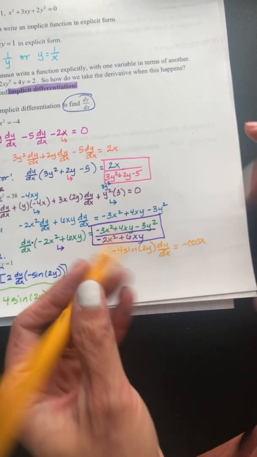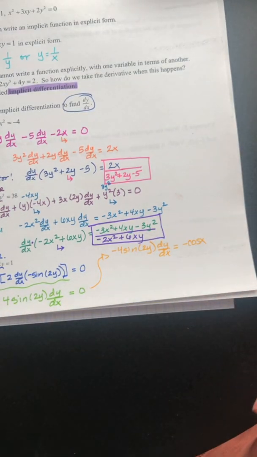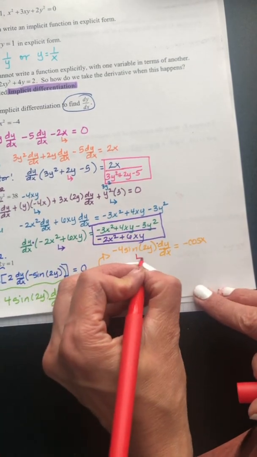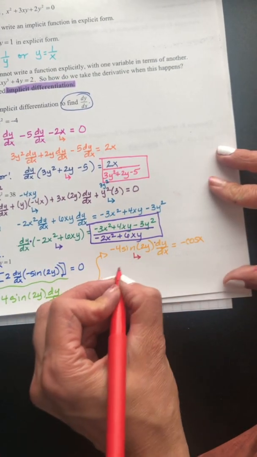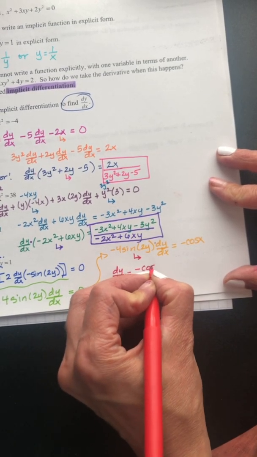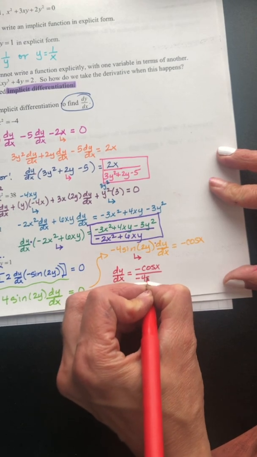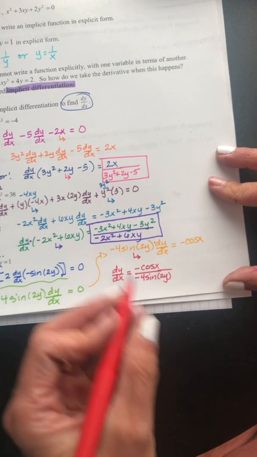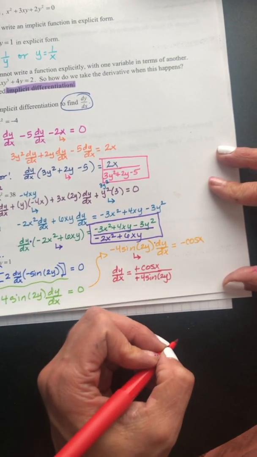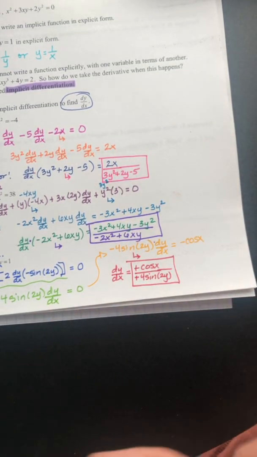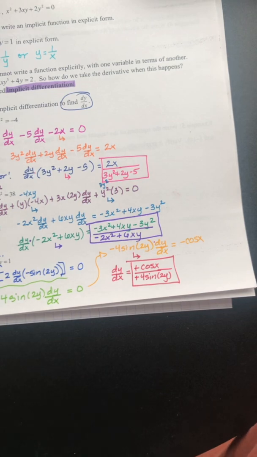Okay, and now we're going to need to get rid of that negative 4 sine of 2y that's in front of the dy/dx. They're being multiplied together, so we have to undo the multiplication by dividing. So we'll have dy/dx equals negative cosine of x over negative 4 sine of 2y. We have a negative divided by a negative, so that is positive, and I can't do anything else, so that's it. Cosine of x over 4 sine of 2y would be the derivative. That is implicit differentiation.